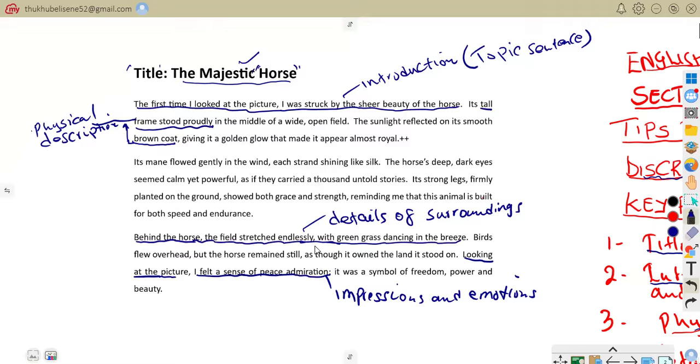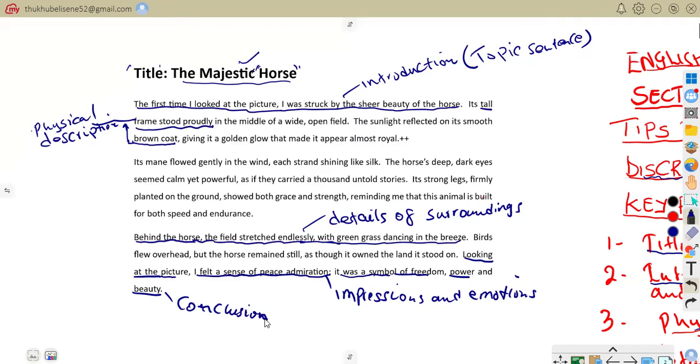Then we are to come up again with the conclusion. We said conclusion is a reflection or final impression. The horse was not just an animal. It was a symbol of freedom, power, and beauty. So this is the conclusion. We can now see that you're concluding.